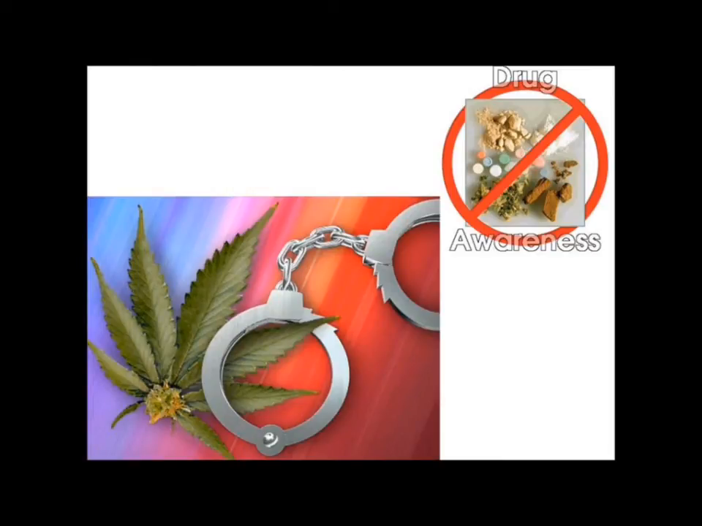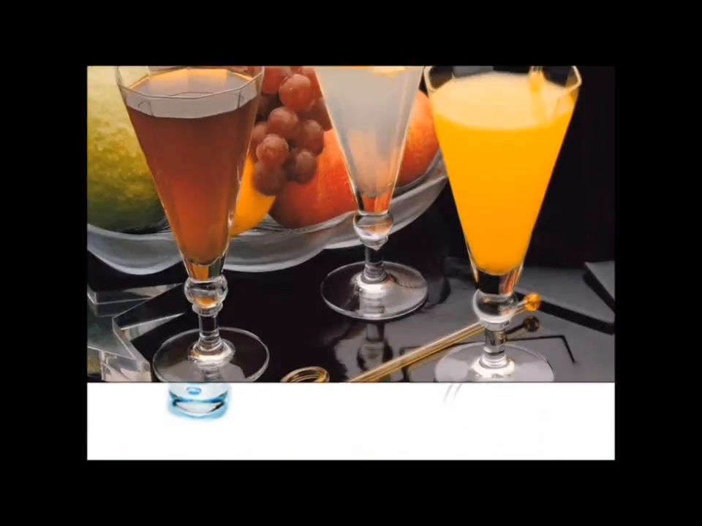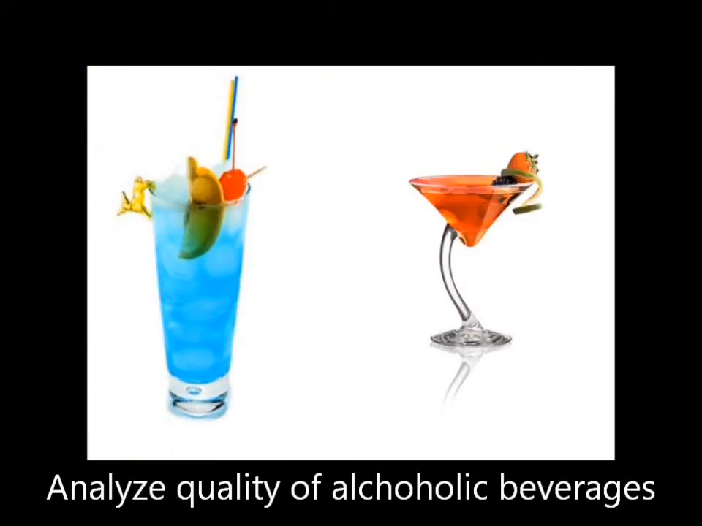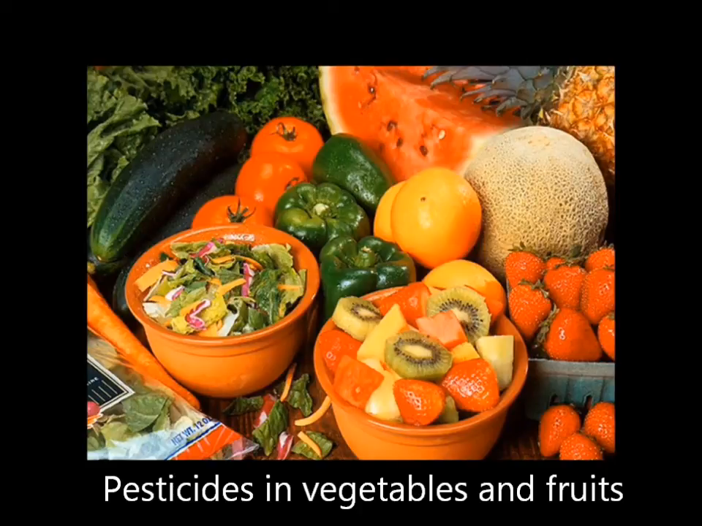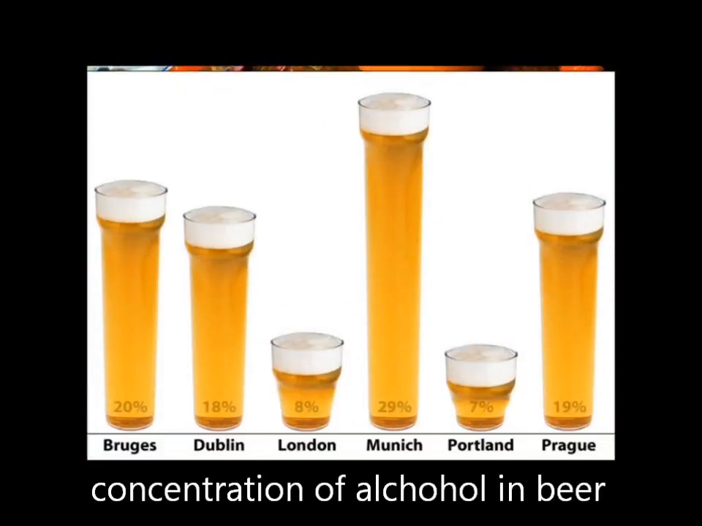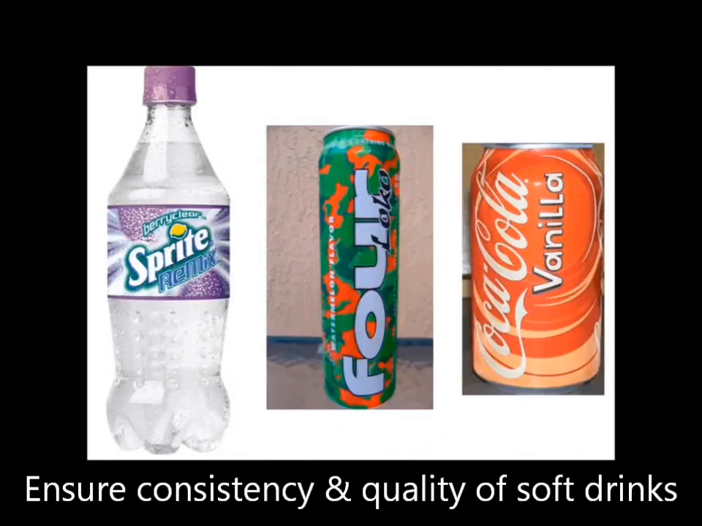HPLC is used in the food industry to determine the amount of sugar in fruit juices, to analyze the quality of alcoholic beverages, to identify toxic substances such as pesticides in vegetables and fruits, to determine the amount of alcohol in beer, and to ensure consistency and quality of soft drinks.